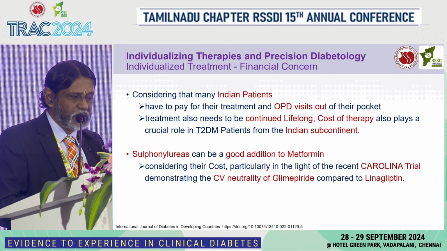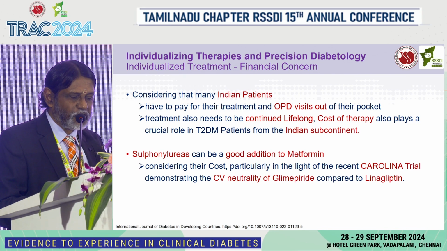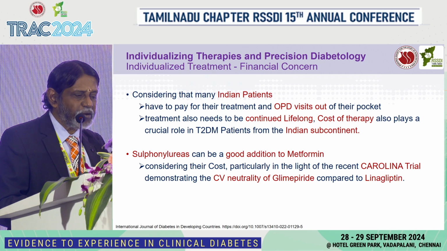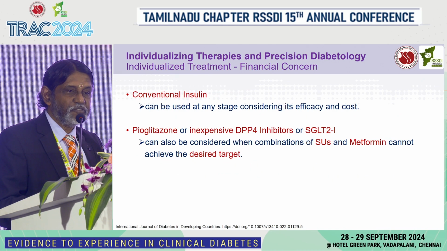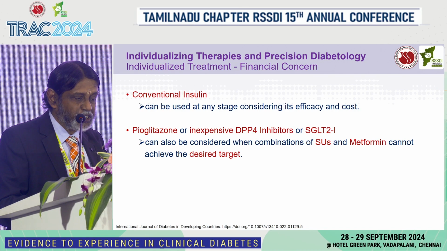Considering that many Indian patients have to pay for the treatment and OPD visits and continued lifelong treatment, cost of therapy plays a crucial role in patients with type 2 diabetes from the Indian context. So sulfonylureas can be a good addition to metformin, considering the cost, in the light of the recent CAROLINA trial demonstrating cardiovascular neutrality of glimepiride compared to linagliptin. Next is financial concern, especially with reference to insulin, and pioglitazone or inexpensive DPP-4 inhibitors or SGLT2 inhibitors can also be considered when combinations of sulfonylurea and metformin cannot achieve the desired goal.